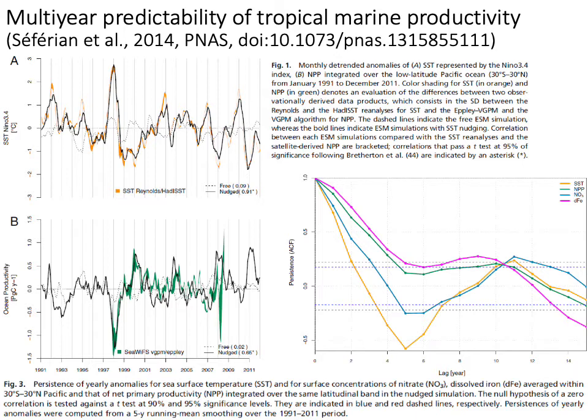Here you see the dotted line is the free model, the black line is the nudged model, and the orange line is the observations. Similarly, in the lower panel, the green line is the observations, dark solid black is the nudged model.